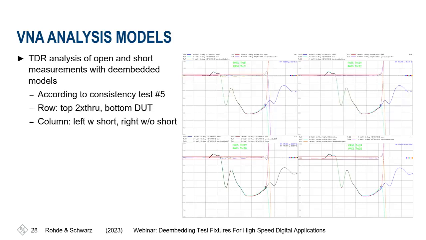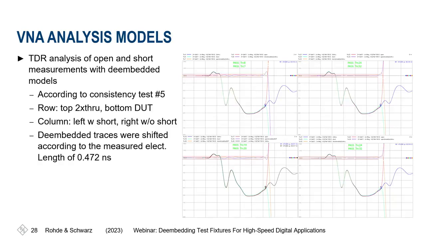The left column is the model generated with an open and a short, and the right column are the models generated only with an open, not a short. The de-embedded traces were shifted around the electrical length of 472 picoseconds because de-embedding means you shift the reference plane.